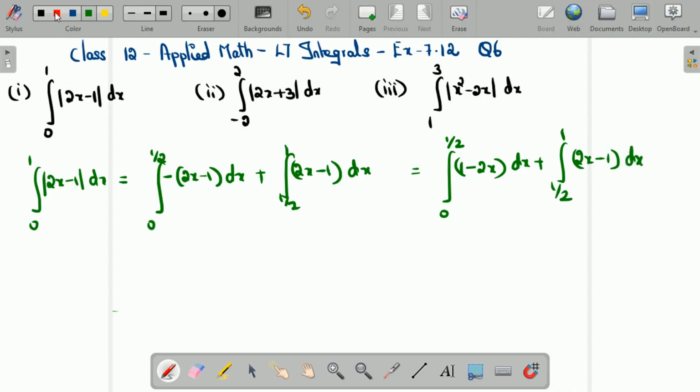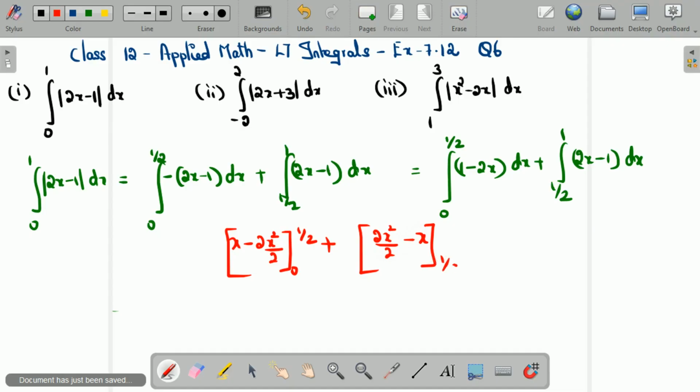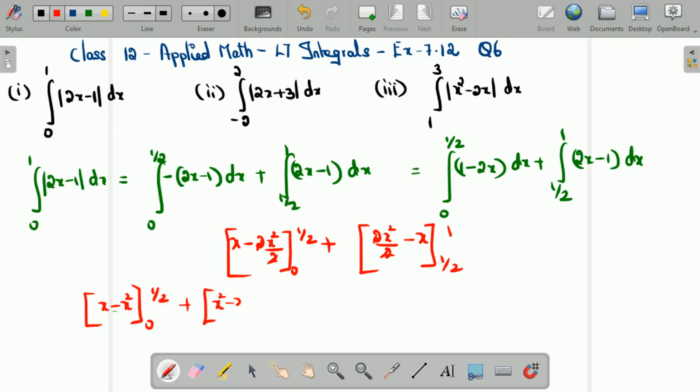Now let's perform the integration. In the first case, it's x minus 2x squared by 2 between the limits 0 to half, and in the second case it is going to be 2x squared by 2 minus x between the limits half to 1. So you can simplify this 2 and 2 here. The limits will get changed as x minus x squared between the limits 0 to half and x squared minus x between the limits half to 1.